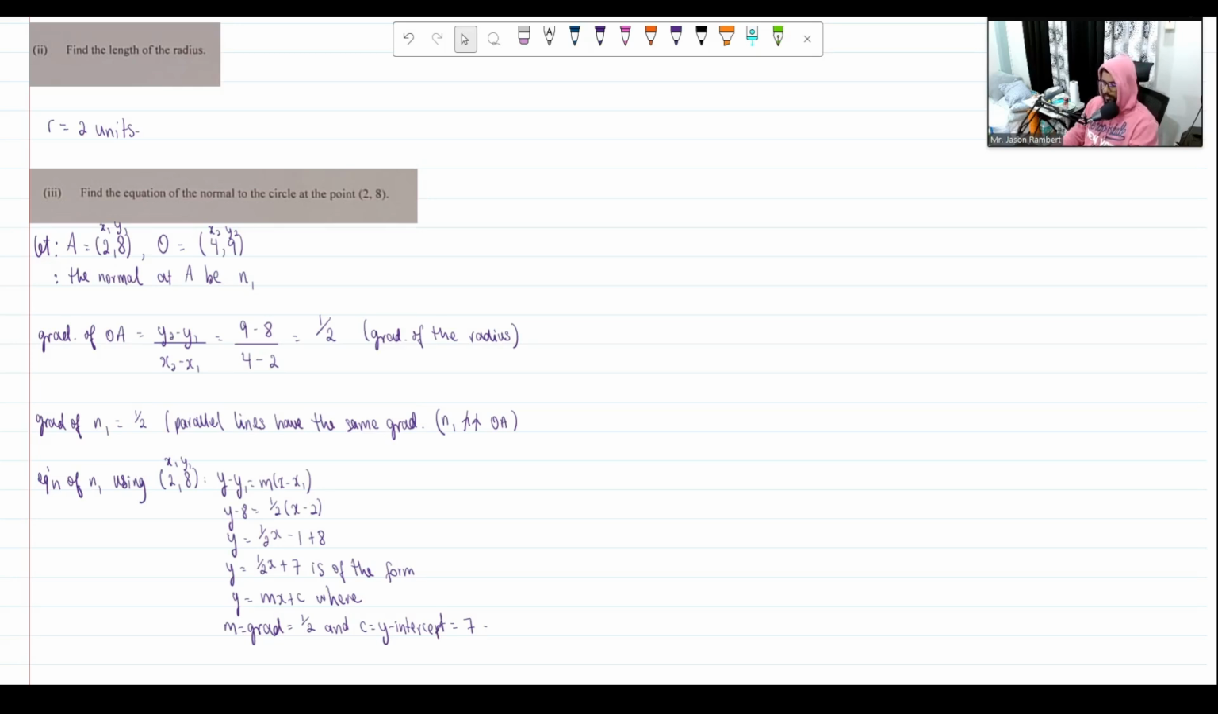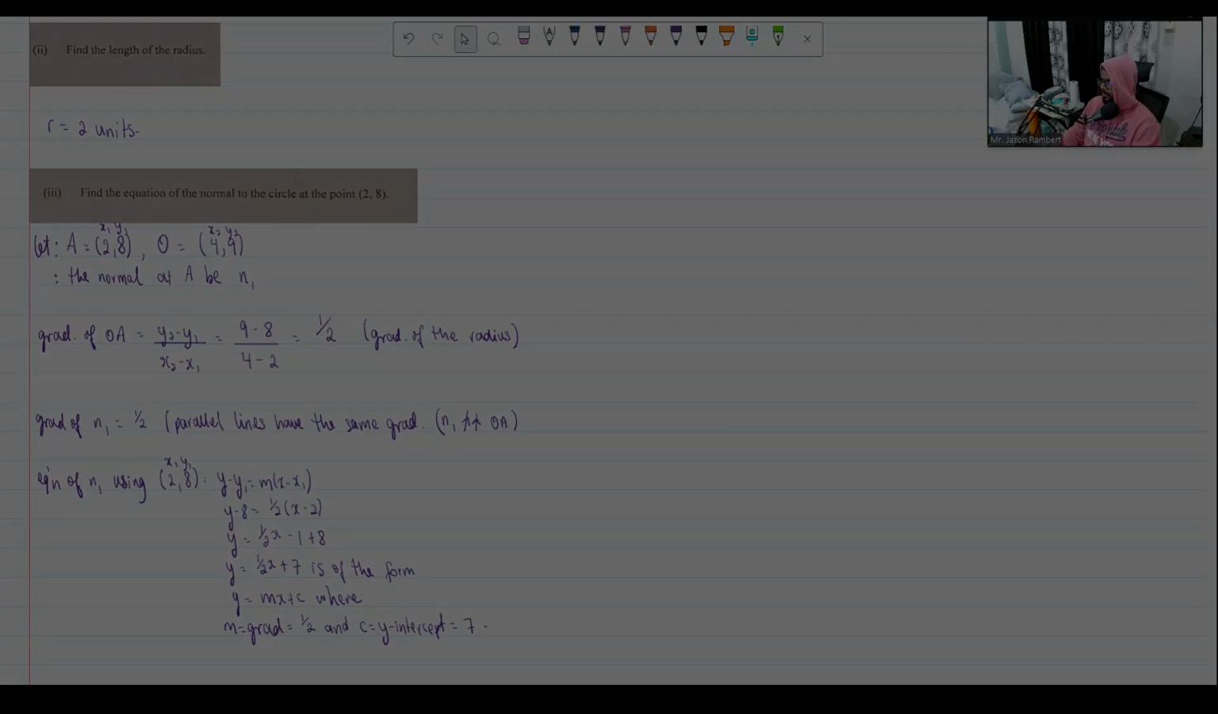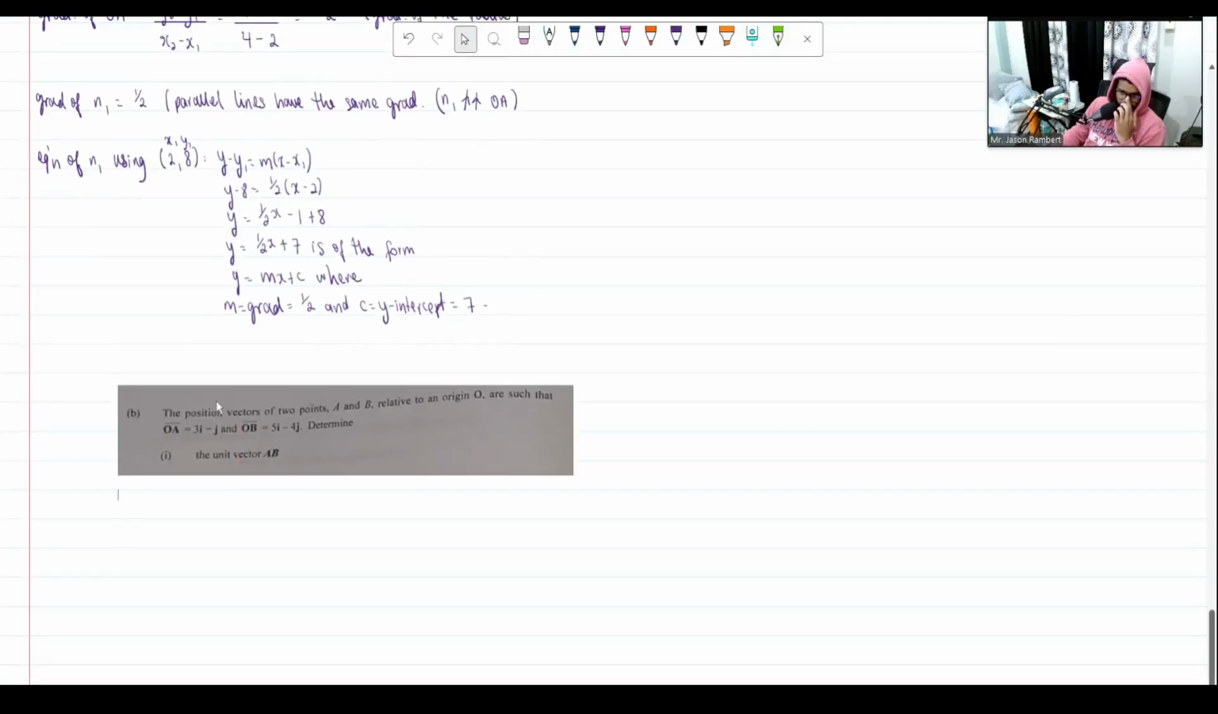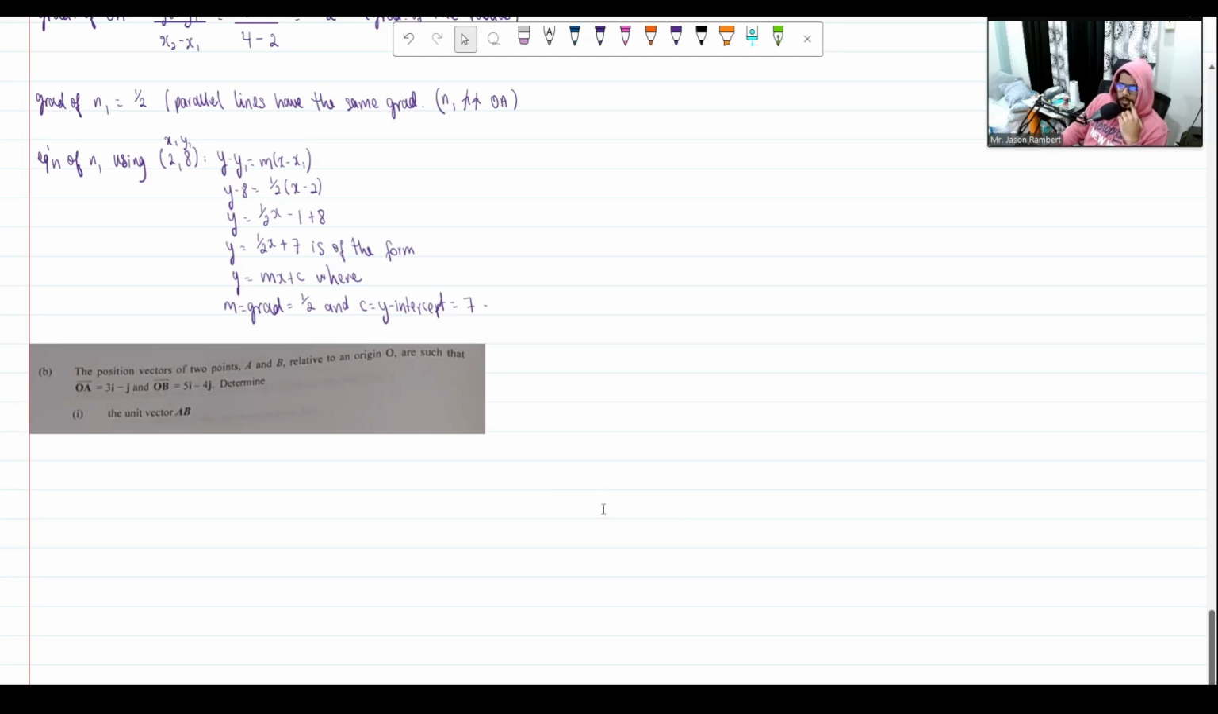Cool. Right, next question is the vectors question. The position vectors of 2 points A and B relative to an origin are such that OA is equal to 3i minus j, and OB is equal to 5i minus 4j. Determine the unit vector AB. Now, the question should have said the unit vector in the direction of AB.